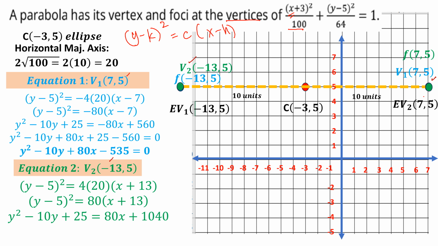And that will be expanding the y minus 5 squared, which is equal to 80x plus 1040. And that will be the final general form of the second equation of the parabola.